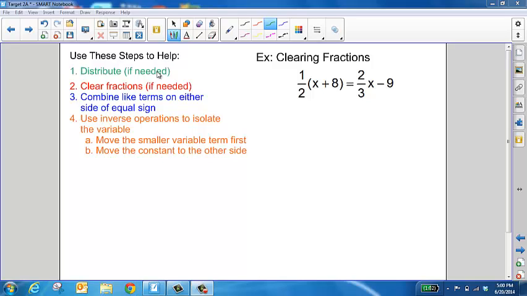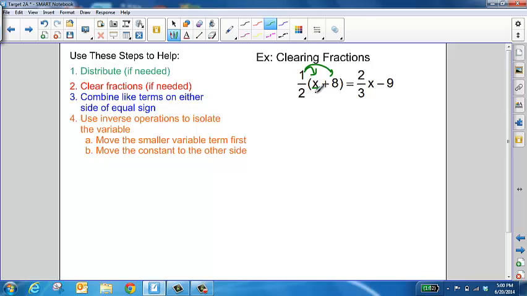Welcome to Clearing Fractions. We're going to learn how to clear a fraction from an equation. As you can see, we have the same steps on the left as before, and on the right-hand side, we have an equation that involves fractions. So we're still going to go through and distribute if needed, and in this case, we do need to distribute because we have 1/2 being multiplied by the expression x plus 8. So we're going to distribute that in.